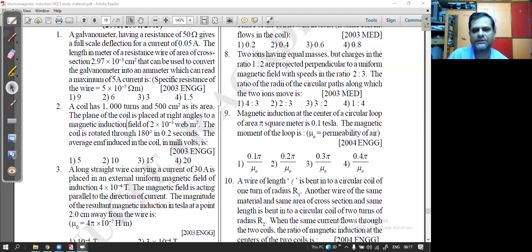Okay, can you do this 8th one? Actually, 8th one is not based on this chapter actually. It is also based on the same chapter.